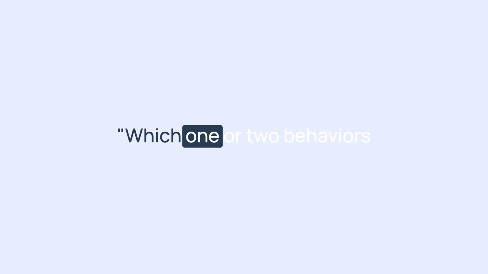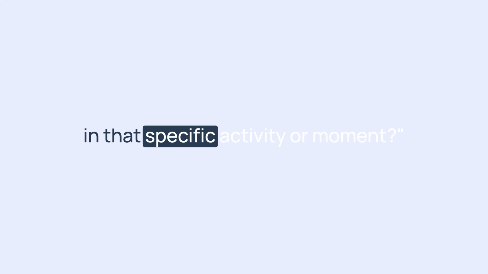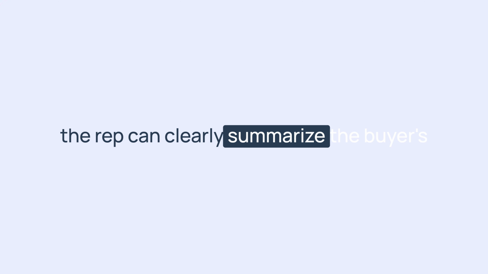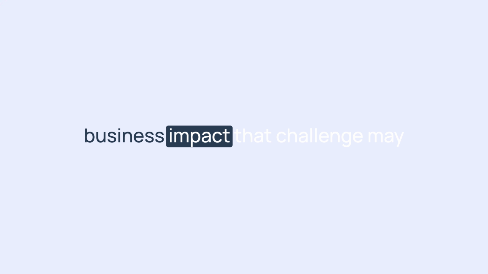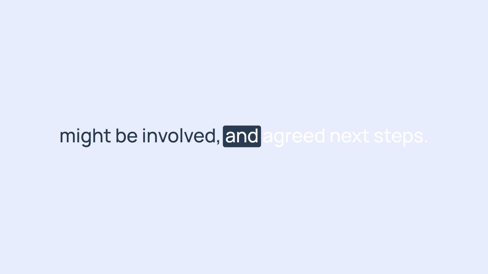Then you want to ask which 1 or 2 behaviors will create the biggest improvement in that specific activity or moment. For example, ask better probing questions before presenting and confirm quantified pain and success criteria before moving the deal forward. Then define what good looks like. A simple version could be, by the end of discovery, the rep can clearly summarize the buyer's current challenge, the business impact that challenge may be having, any success criteria worth noting, potential key stakeholders that might be involved, and agreed next steps.